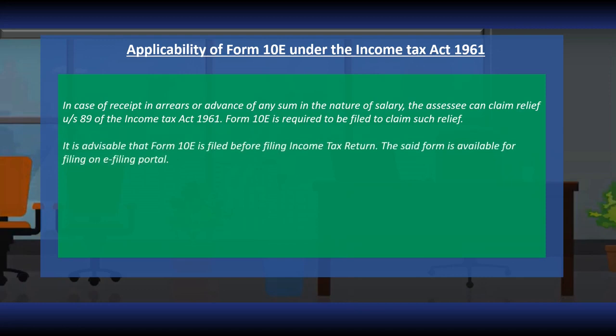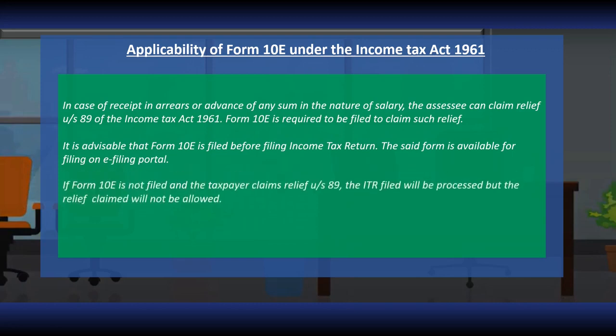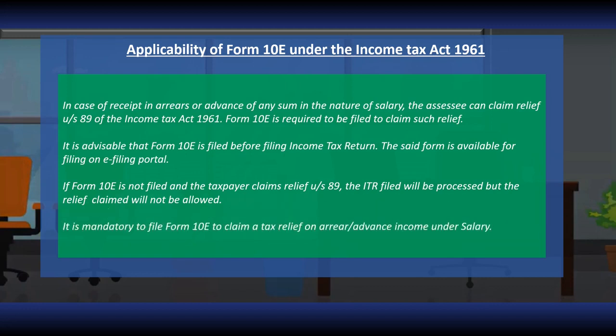It is advisable that Form 10E is filed before filing income tax return. The said form is available for filing on the e-filing portal. If Form 10E is not filed and the taxpayer wants to claim a relief under Section 89, the ITR file will be processed, but the relief claimed will not be allowed. Therefore, it is mandatory to file Form 10E to claim a tax relief on arrear or advance income under the head salary. Let us now see who should file Form 10E.